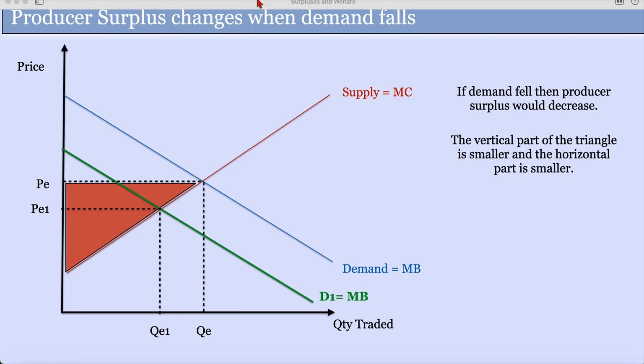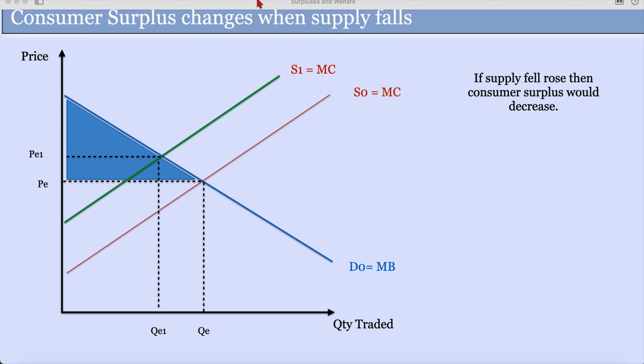Well, again, take the old one. There's the old surplus. Where's the new one? There it is, being drawn for you there, and immediately I think you should be able to see that this area here is a loss of producer surplus when demand falls. Okay, what about when supply changes? Well, let's have another look at those. So this is an example, supply is falling.